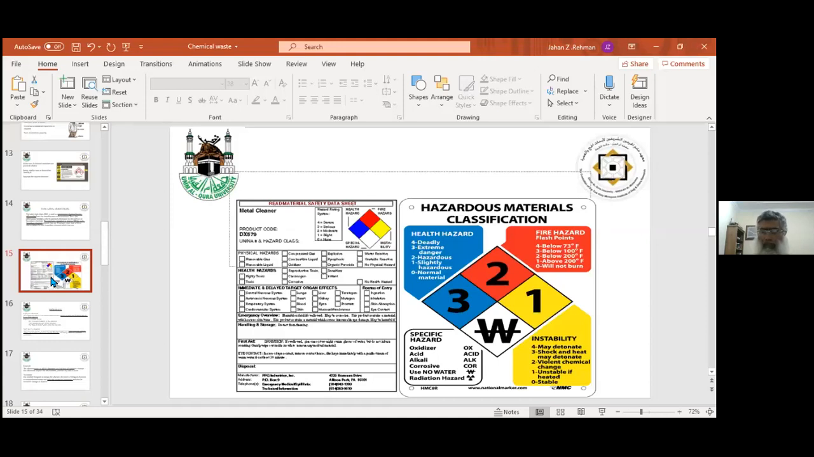If I'm talking about less concentrated, then I might put 1 or 2. And on the left, there is a detail. This is a detail safety data sheet. It should be placed with all chemicals, especially the chemicals which are new to that level which is working in the lab.